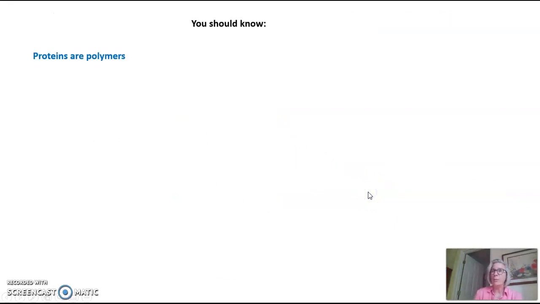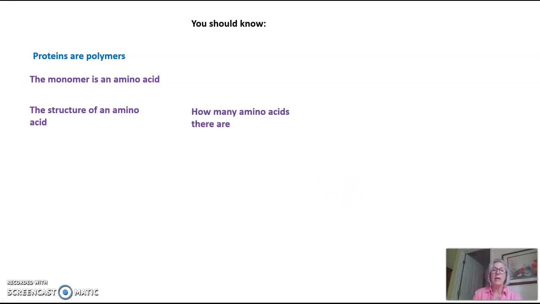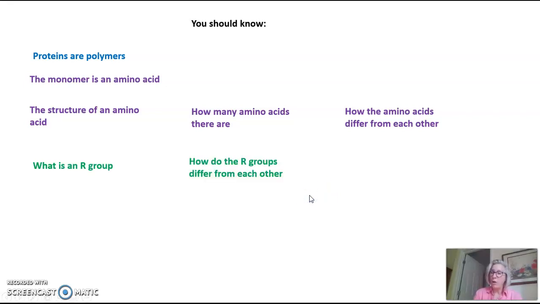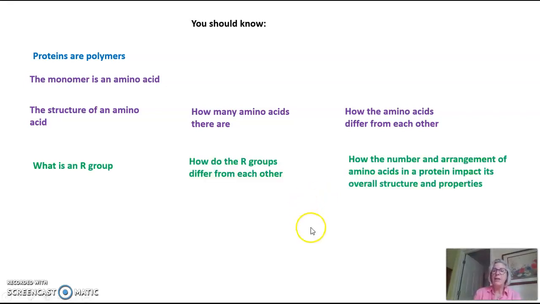So you should know that proteins are polymers and that the monomer is an amino acid. You should know the basic structure of an amino acid, that backbone, that NCC. You should know how many amino acids there are. You should know how the amino acids differ from each other. You should know what is an R group and how the R groups differ from each other. And you should know how the number and arrangement of amino acids in a protein impacts its overall structure and properties in terms of its hydrophobic, hydrophilic, or acid or base properties.